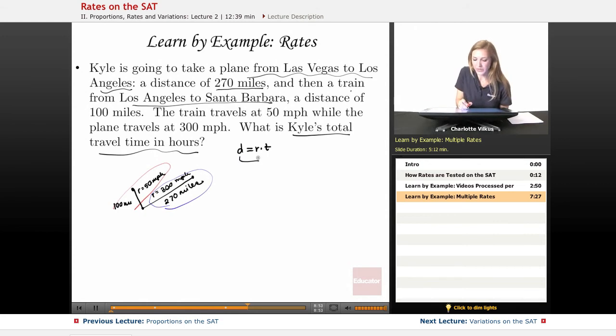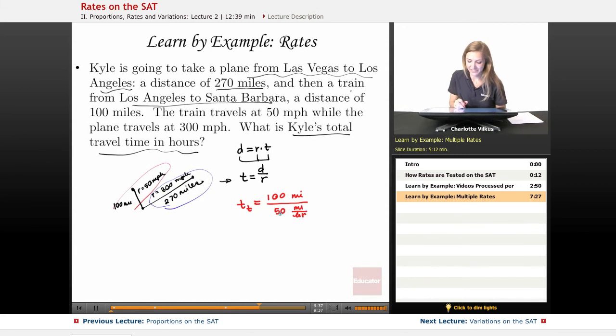Because this equation has three variables in it, as long as I have two, I can solve for the other one. So here we're going to be solving for time, so I can go ahead and rearrange that equation so that the distance over the rate is equal to the time, and that just makes it easier when I'm doing the other two because I can directly plug in. So if I'm looking for the time that he spends on the train, I can use the distance that he travels on the train, so that's going to be 100 miles, and the rate that he's traveling at when he's on that train is 50 miles per hour.